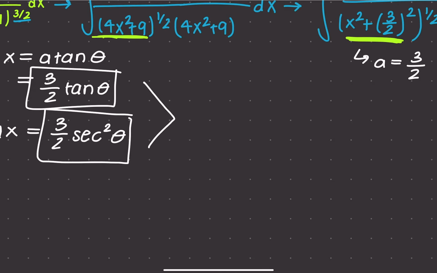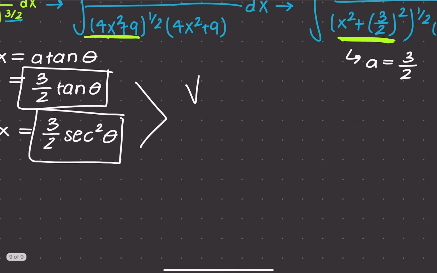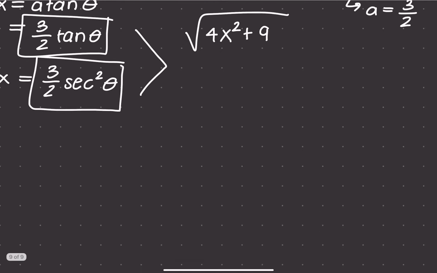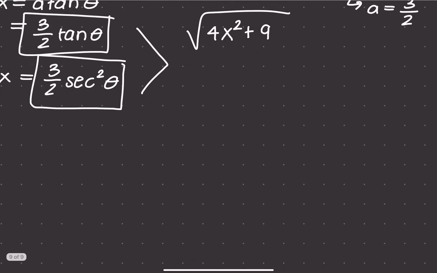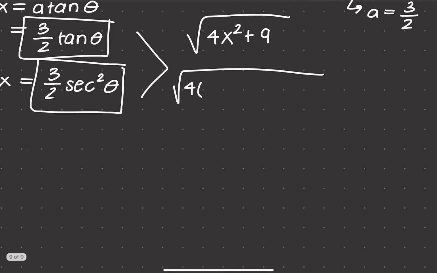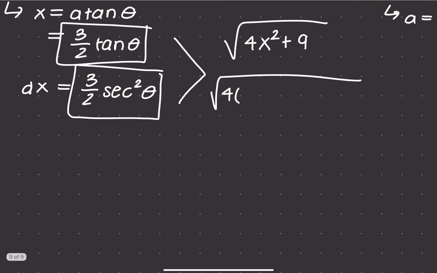Knowing this, the next thing we want to do in these problems is solve for the square root of 4x squared plus 9. Doing this step is going to help us down the line and make our life a lot simpler, because it's going to get rid of the most difficult step. So, in solving this, the first thing we're going to do is 4 times x squared. We just said x is equal to 3 divided by 2 tan theta. So 4 times (3 divided by 2 tan theta) squared plus 9.